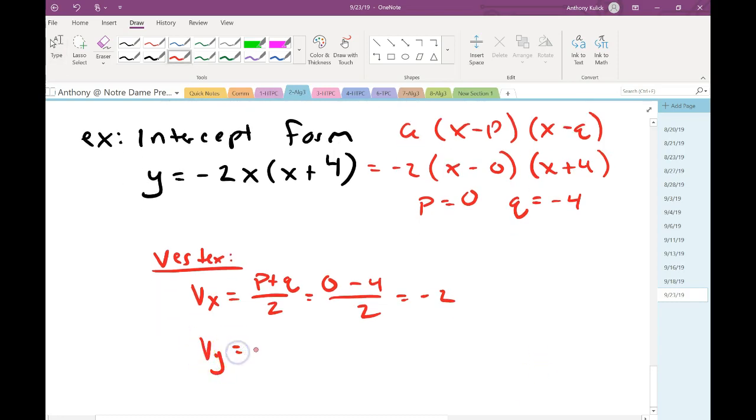And the y-coordinate of the vertex, I'm just going to plug -2 in for the x's. It doesn't matter which of the two equations you plug the -2 into, the red one or the black one. I plugged it into the black one because it's already a little bit more simplified, but there would be nothing wrong with plugging that into the red one either. You get the same result. So this is -2 times -2 times +2, which is equal to 8.